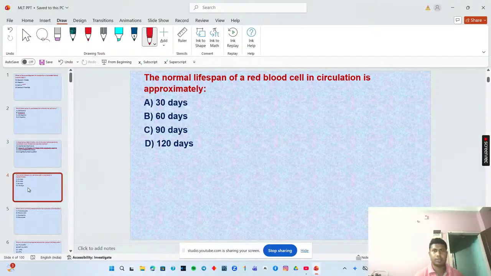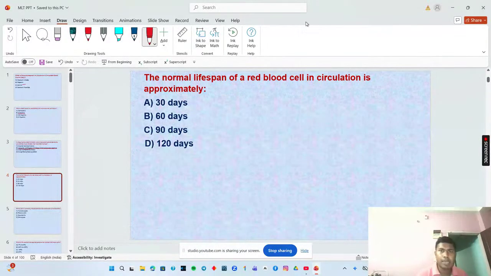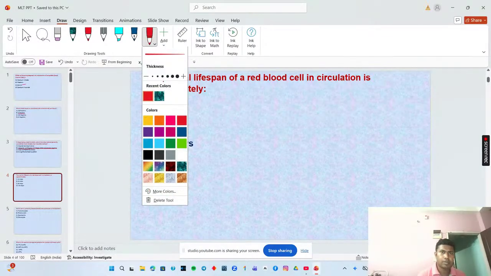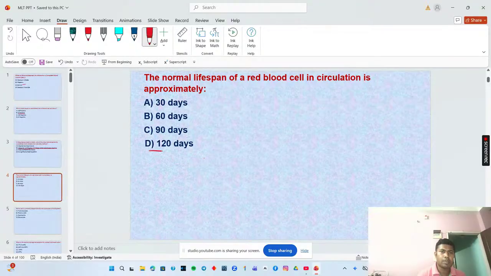Now, next question. The normal lifespan of a red blood cell in circulation is approximately, and the answer of this question will be 120 days.